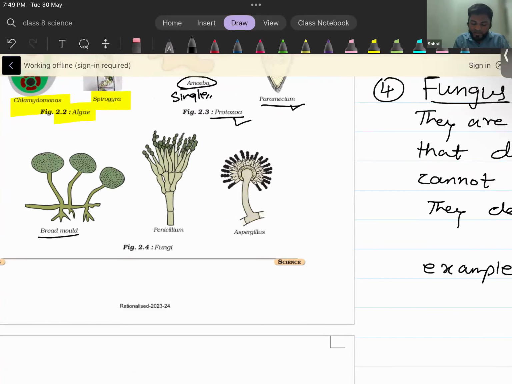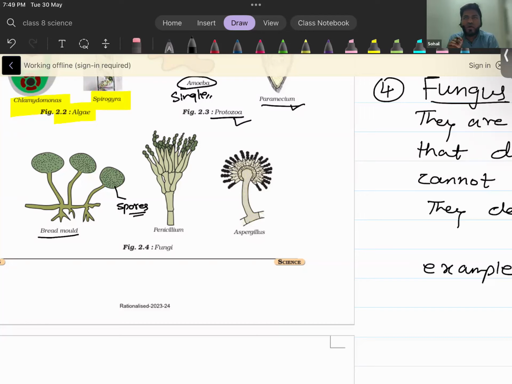See its head, the bulb-like structure. In it, there are dotted structures. There are so many dots in this. Those are actually spores. Similar to how you see pollen grain in a flower. You know what is pollen grain in a flower? No, sir. You don't know pollen grain in a flower.